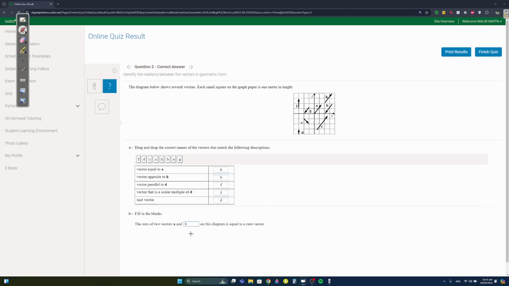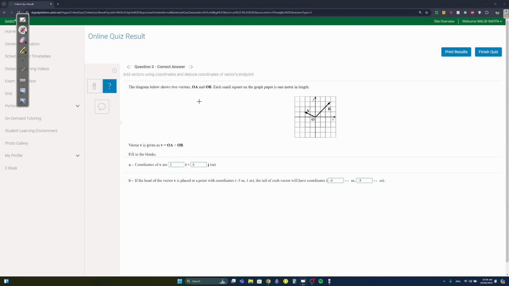The sum of two vectors, A and something, gets 0. For a vector plus something to get 0, that means you're adding its opposite, right? And B is opposite to A. We saw here, B is opposite to A. It's opposite to H, but H is equal to A, so it's the same thing.